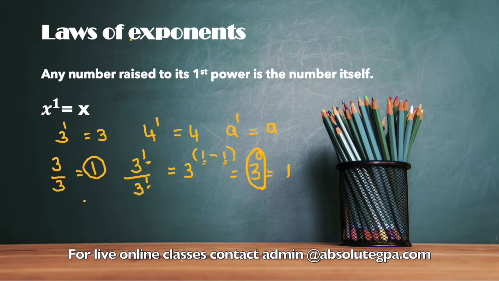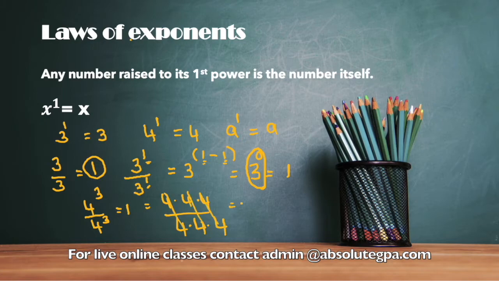Say 4 to the power 3 divided by 4 to the power 3. So any number divided by the same number, by itself, equals 1. Or we can prove this. So we can write 4 to the power 3 as 4 times 4 times 4 divided by 4 times 4 times 4, and these get cancelled and we get 1.